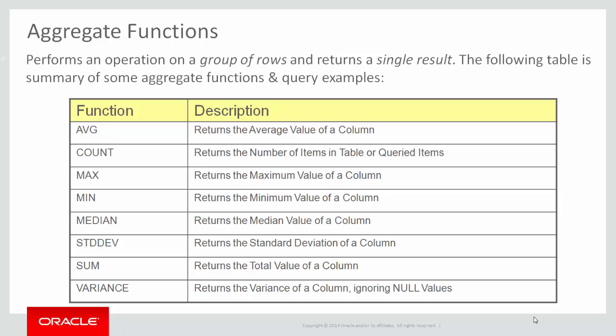For example, average is the first one listed, and average returns the average value of whatever attribute you've selected. Count is going to count the individual unique occurrences. Max is going to return the maximum, min is going to return the minimum, etc. And I'll do some working examples on the next slide.